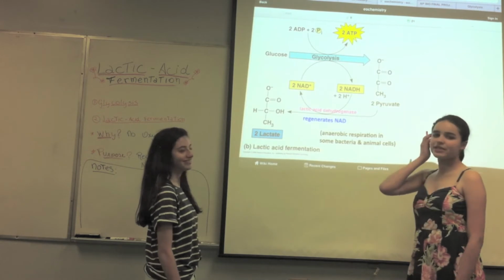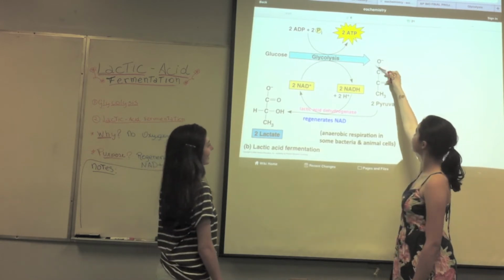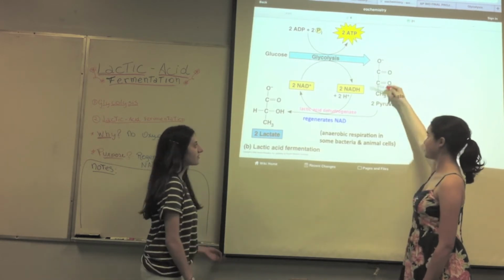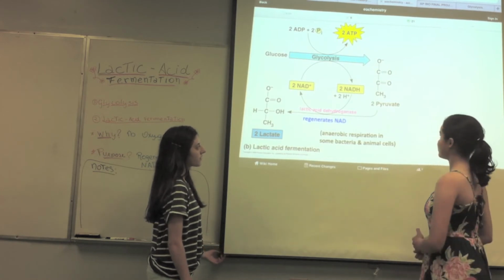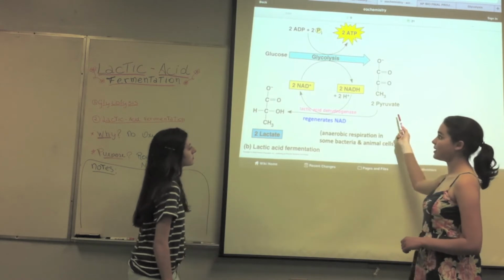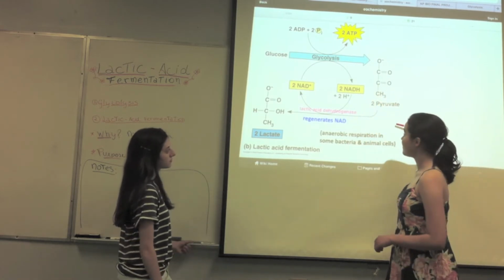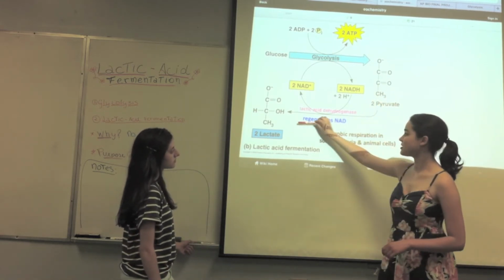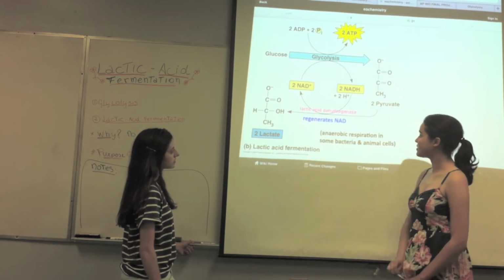And as we said before, after glycolysis, you have 2 pyruvate molecules, which is your end result, basically. And the pyruvate is what will be now the reactant in the anaerobic process of lactic acid fermentation.